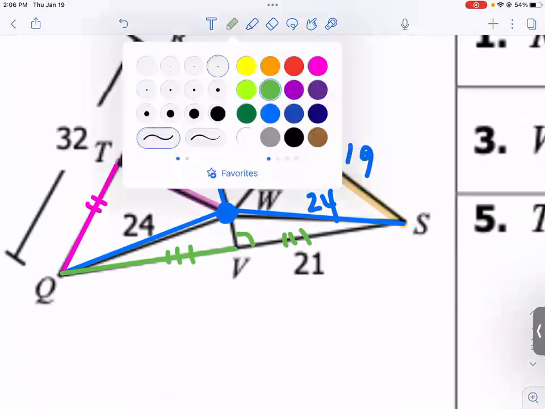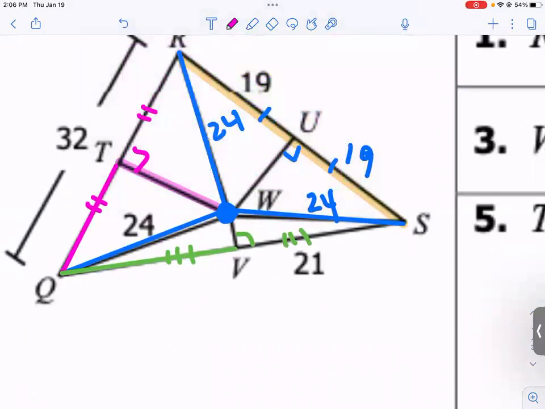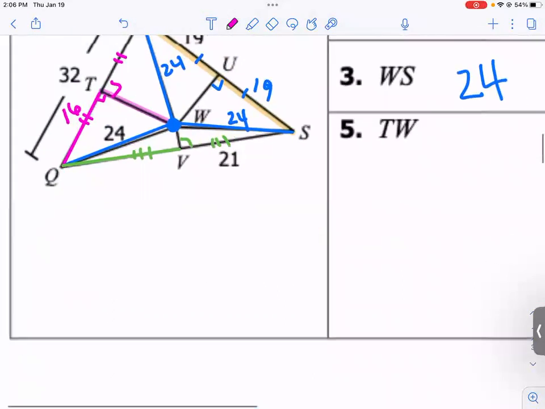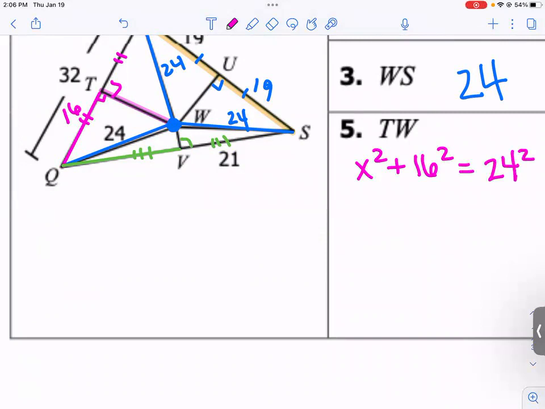Okay, well, what do we know about TQ? We decided TQ is 16, right? And we know that this is a perpendicular bisector. So we know that in this right triangle, the hypotenuse is 24. We know one leg is 16. How could we find the other leg? A squared plus B squared. So that's the hypotenuse. Okay, so leg squared plus leg squared equals hypotenuse squared. A squared plus B squared equals C squared.